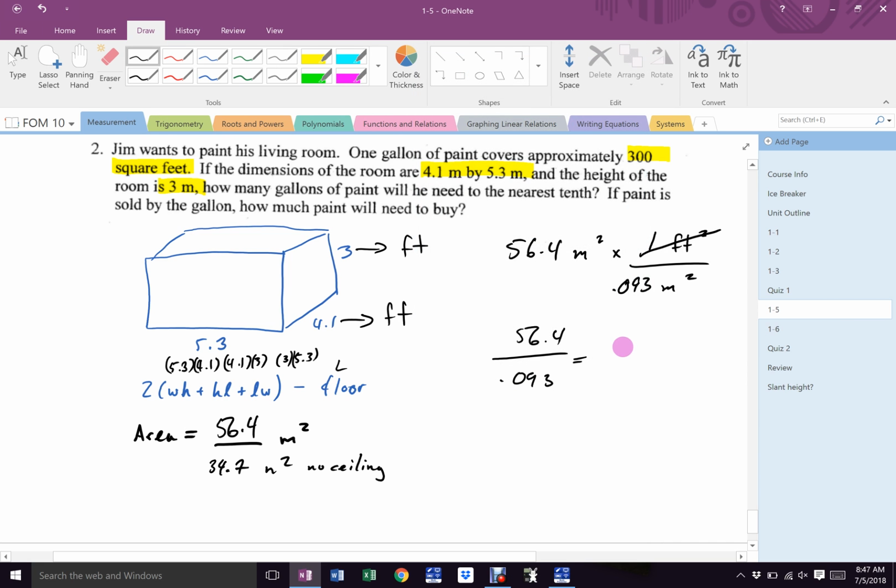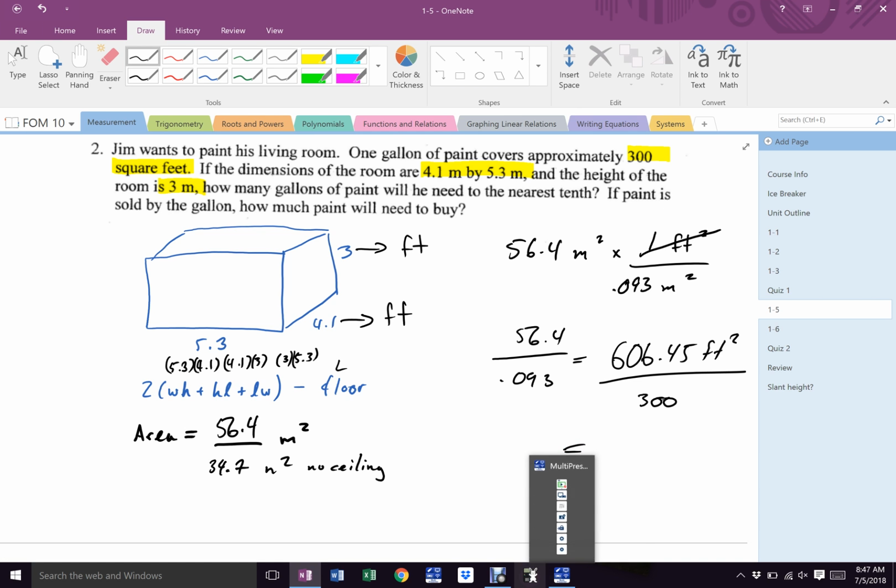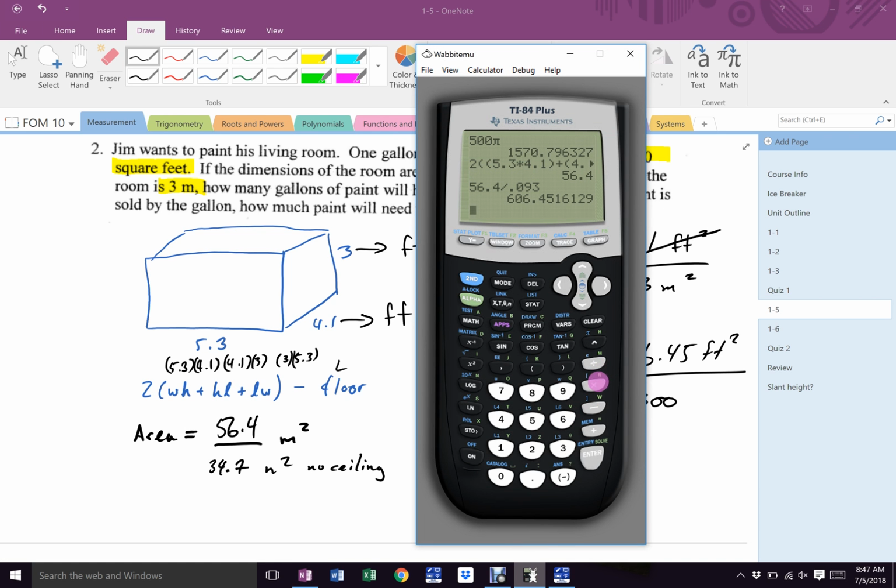$606.45 feet squared. 1 gallon of paint covers 300 square feet. How many gallons of paint do I need? What do I do with that to find out the answer? Divide it by what? 300. And I get 2.02.